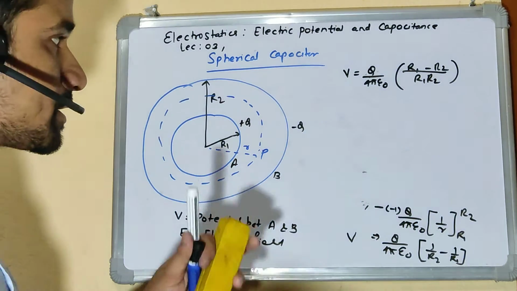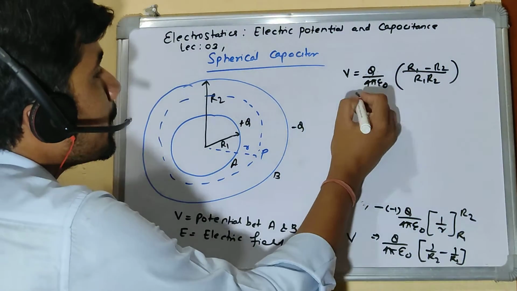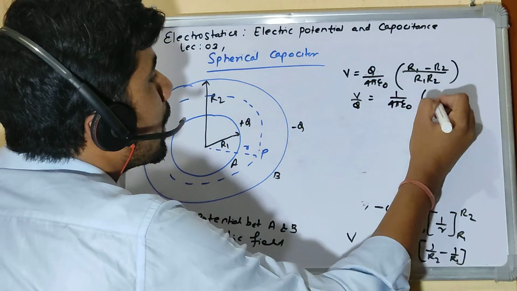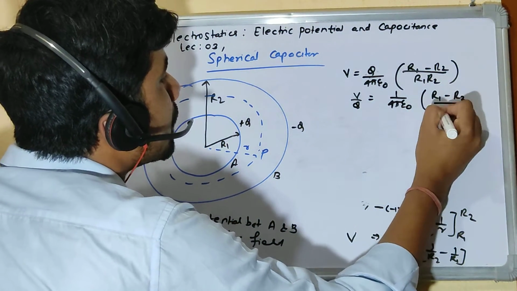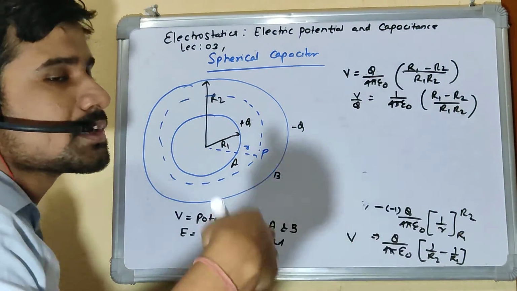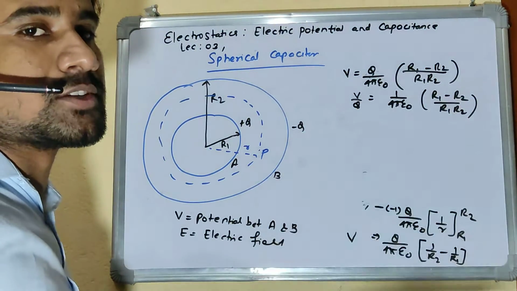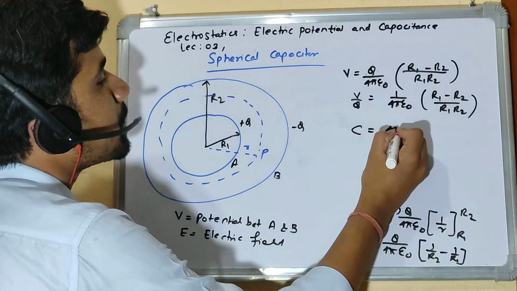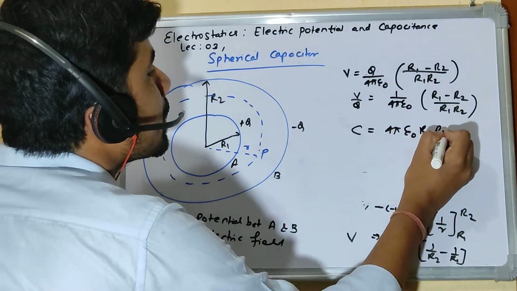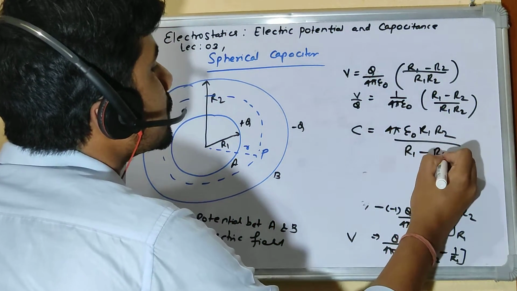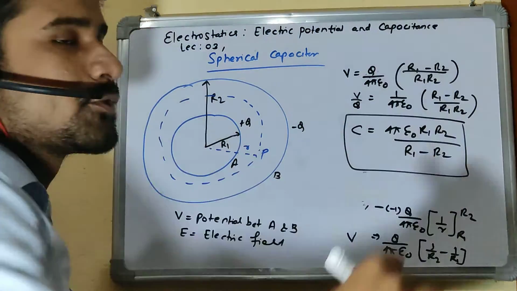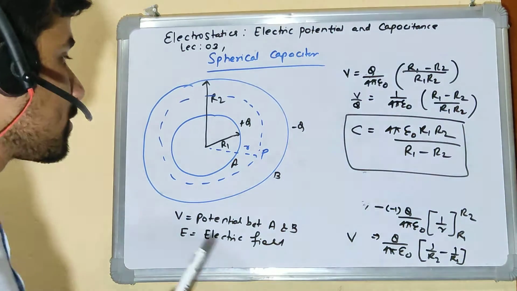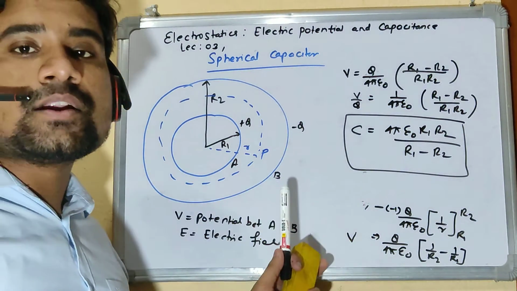This is what V is, right? Now V by Q is what? It is 1 by 4 pi epsilon naught into (R1 minus R2) by R1 R2, right? So V by Q is nothing but 1 by C, 1 by capacitance, because Q by V is C. So if I find the expression of C, this is 4 pi epsilon naught R1 R2 by (R1 minus R2). This is the expression of capacitance for a spherical capacitor, right? So you see the capacitance depends on the radii of the inner and outer spheres, right?